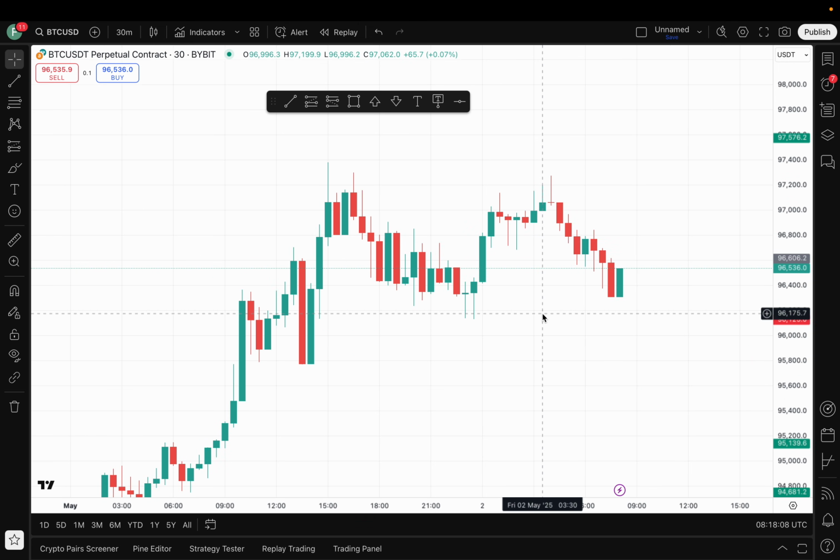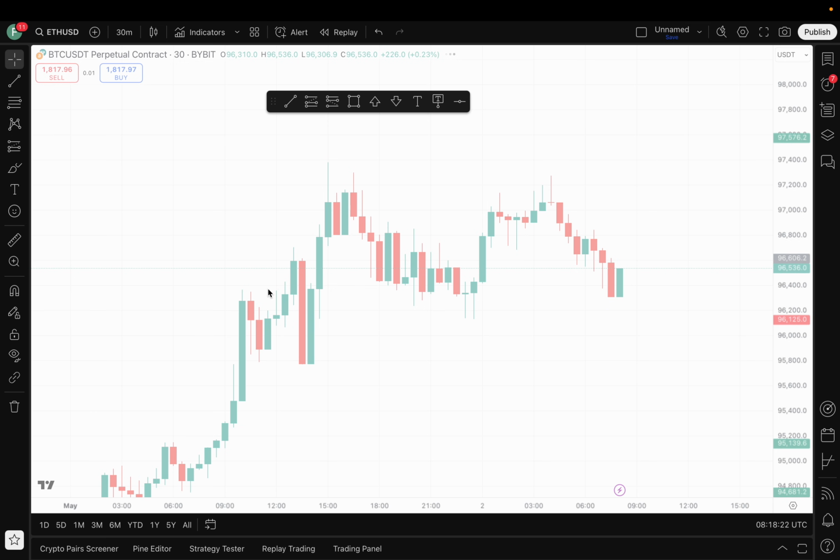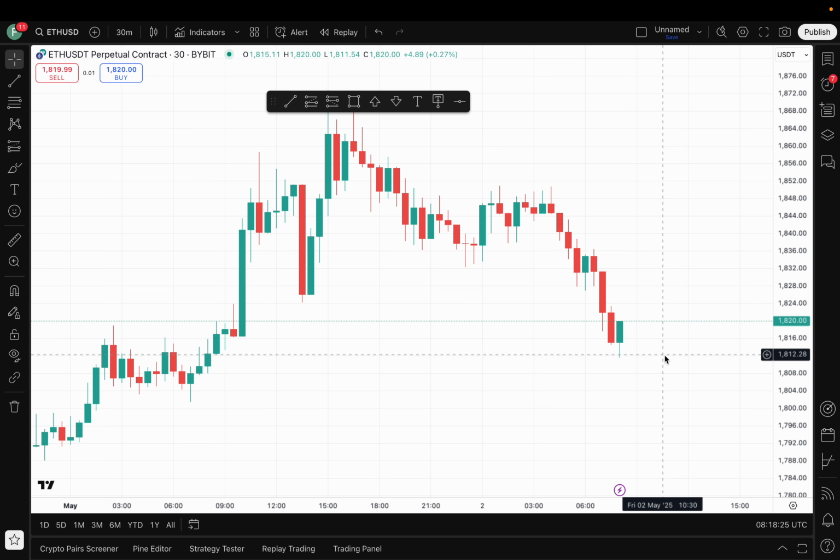Now, for this example, let me try to use another coin instead of BTC. Let me just change the coin. I just come to the top left corner right here, and then let's pick another coin. Let's say ETH/USDT. Let's try that. Okay, so this is the ETH/USDT chart right here.